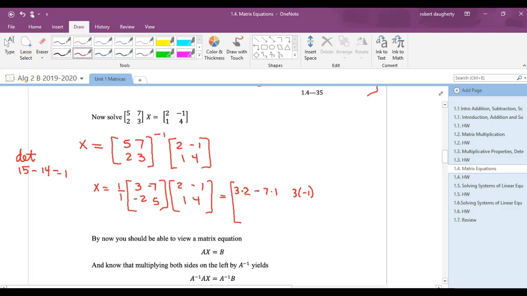So it's 3 times 2 minus 7 times 1. And then first row, second column is 3 times negative 1 minus 7 times 4. And then second row, first column is negative 2 times 2 plus 5 times 1. And then negative 2 times negative 1 plus 5 times 4.